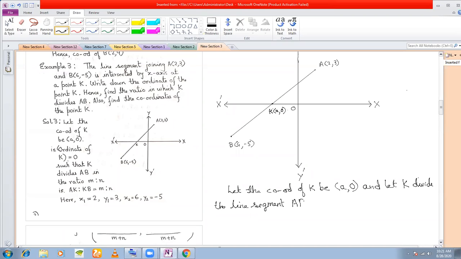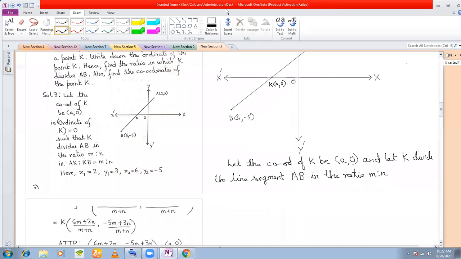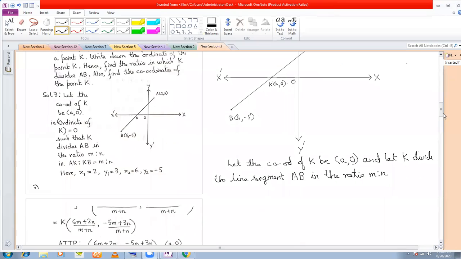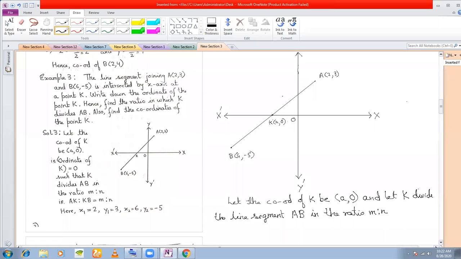Let K divide the line segment AB in the ratio M is to N. So what we are doing here is taking M parts here, AK as M parts and BK as N parts.